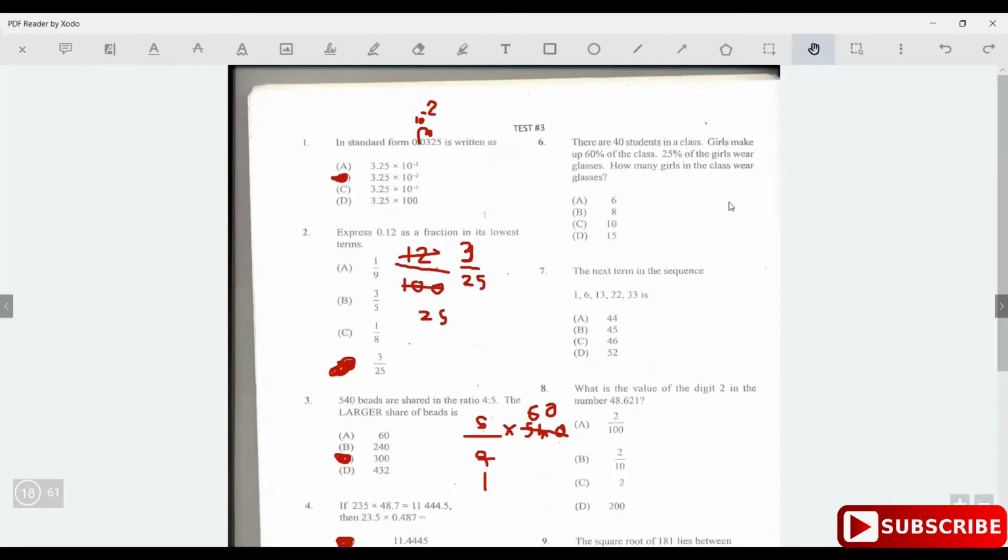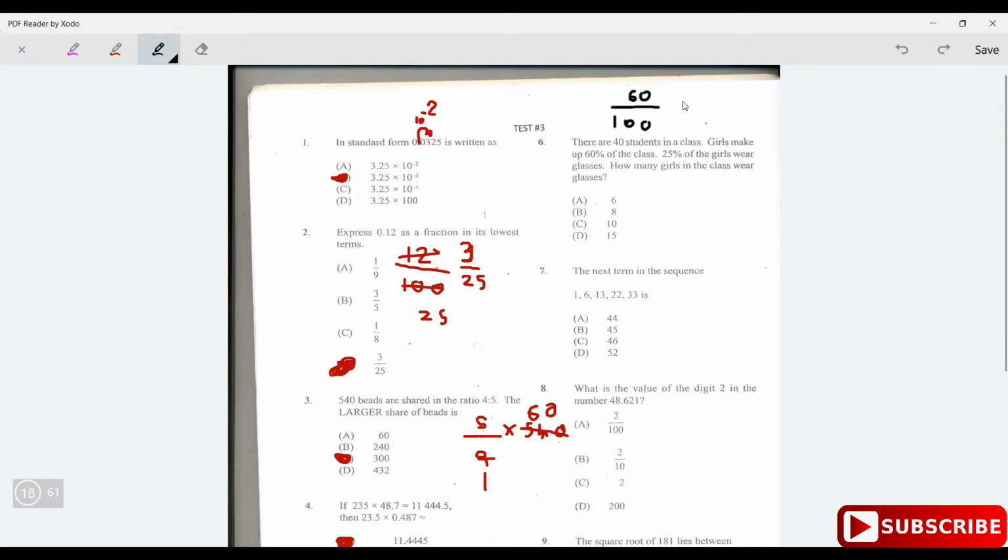Question 6. There are 40 students in a class. Girls make up 60% of the class. 25% of the girls wear glasses. How many girls in the class wear glasses? Well, if girls are 60% of 40 students, we need to find 60% of 40 first. So 60 over 100 multiplied by 40, this 0 cancels this 0, 6 times 4 is 24.